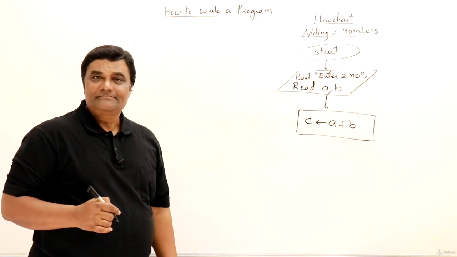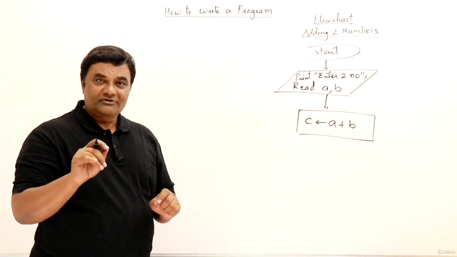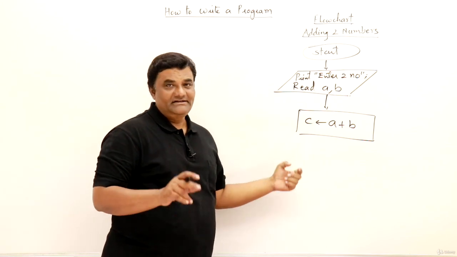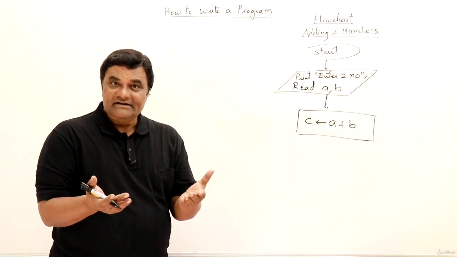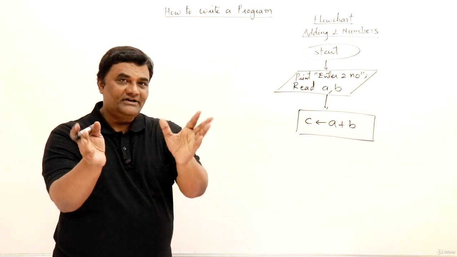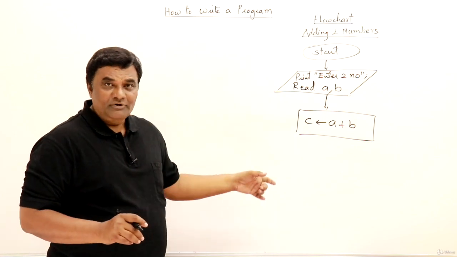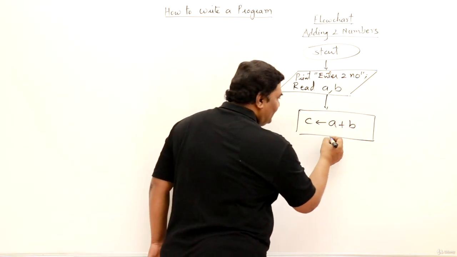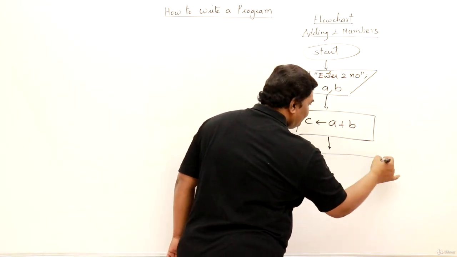Result is in C. So it means for any program, for taking input, you have to write this, and for process, you have to write like this. Then, now I have the result ready. I should give the result to you. Say that the sum of two numbers is so and so. So that is output. So for output, again a parallelogram. So I will draw a parallelogram and give an output here.